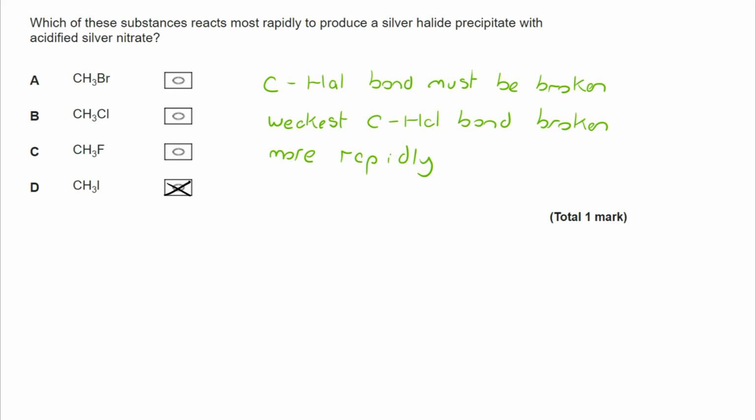And the C-I bond is the weakest. It relates to an idea that we've just discussed. The iodide ion is the largest. So the attraction of the electrons to its nucleus is going to be weaker, and we'd expect the C-F to be the strongest carbon-halogen bond. Next question.